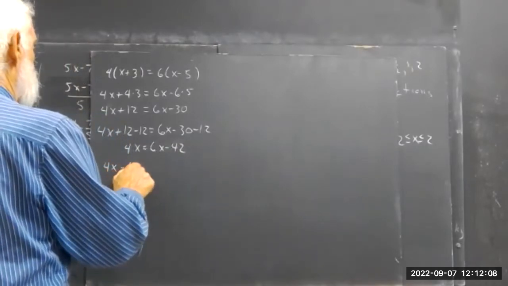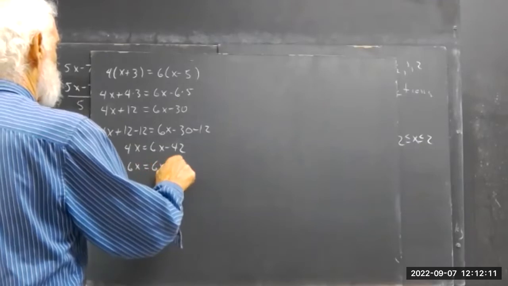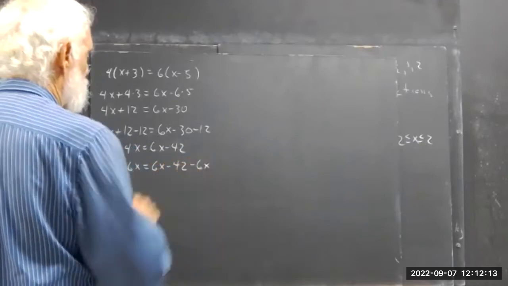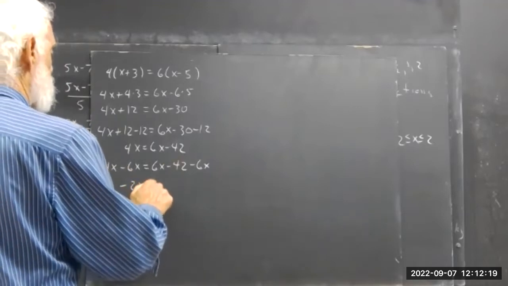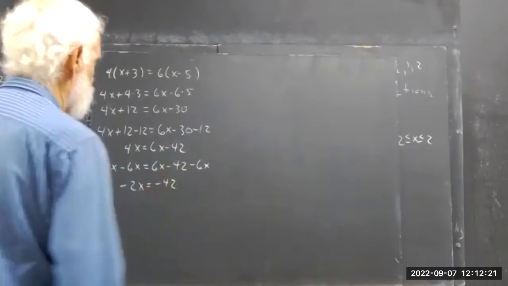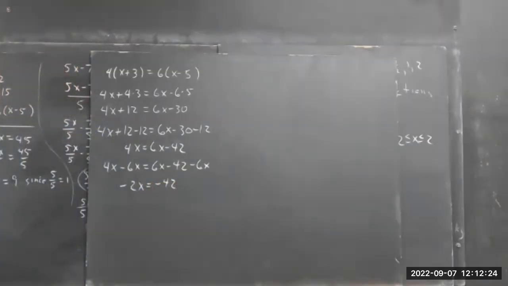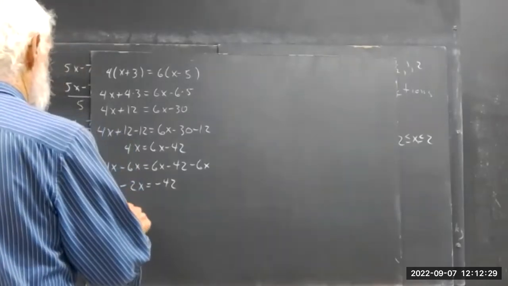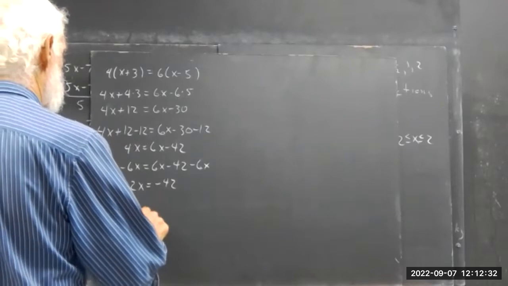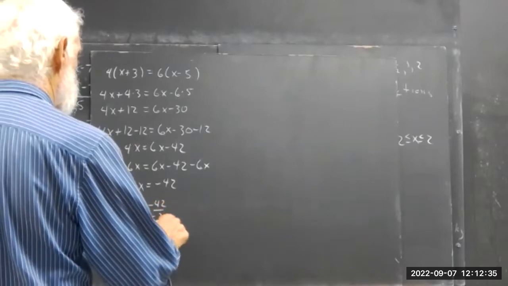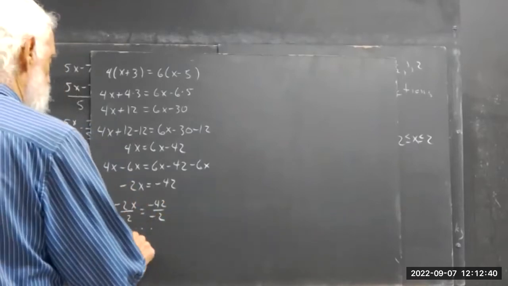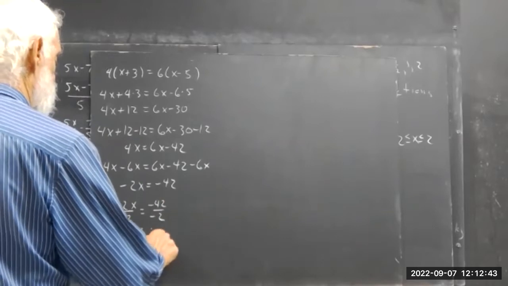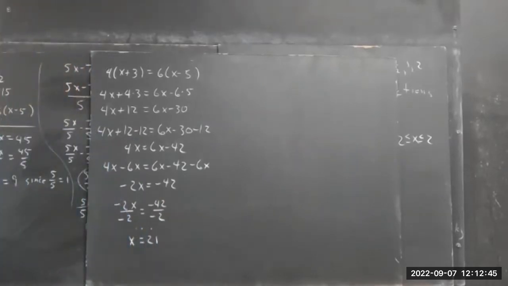4x equals 6x minus 42 minus 6x. 4x minus 6x is negative 2x. That's equal to negative 42. Then we divide both sides. Make sure you understand the steps to go from this to x. So we get x equals 21.